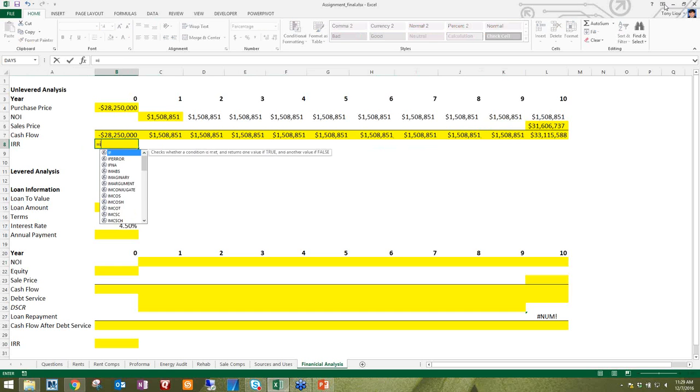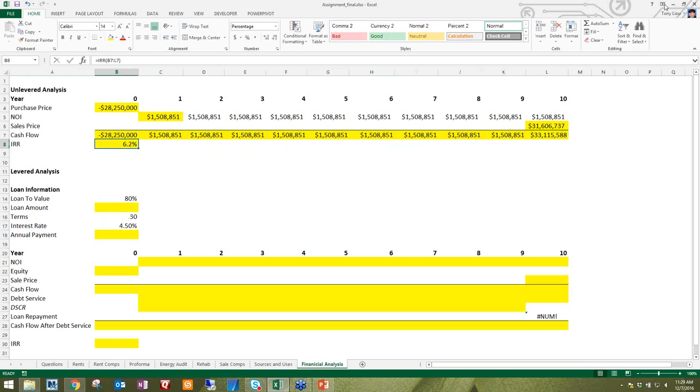Then I can take the IRR formula and drag it across here. So I have a 6.2% return on investment here. Any questions on that? Okay.